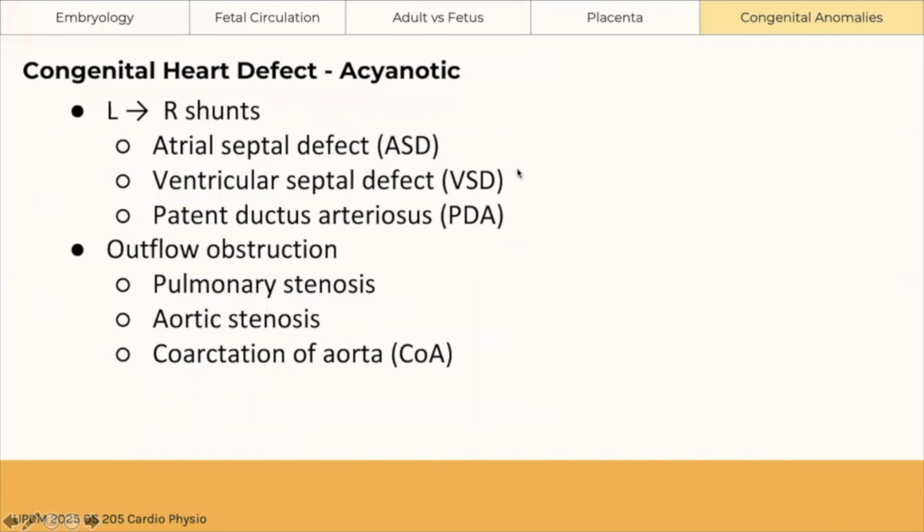Next and lastly is your acyanotic congenital heart defects. So these are defects including your left to right shunts and your outflow obstructions. So left to right shunts are back leaks of blood from the systemic to the pulmonary circulation, including your atrial septal defect, ventricular septal defect, your patent ductus arteriosus. For your outflow obstruction, you have your pulmonary stenosis, aortic stenosis, and your coarctation of aorta.